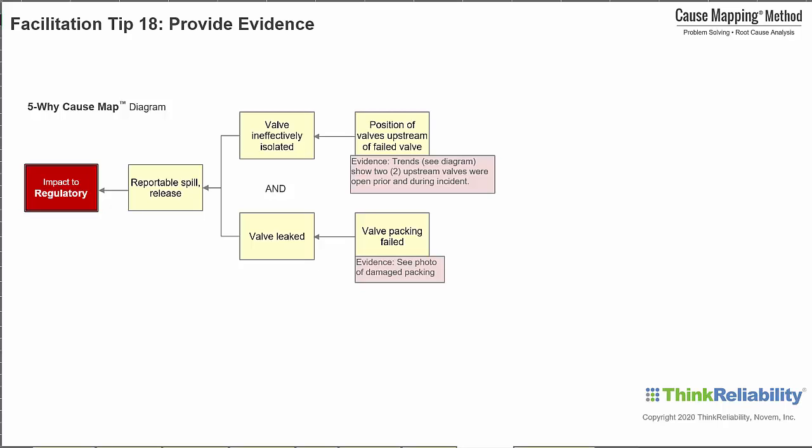So in this case, we went and collected the trends. The valves upstream of this failed valve were actually open leading up to the incident, so leading to the ineffective isolation. And then the valve packing had also failed. They actually provided photos for me. So your evidence might come in several different forms or formats. So you might be looking at photographs, operational data or trends, historical data, maybe policies and procedures, witness statements or accounts, calculations, etc. If it's a particular topic of debate, I would provide more information to support the findings that the team is presenting.